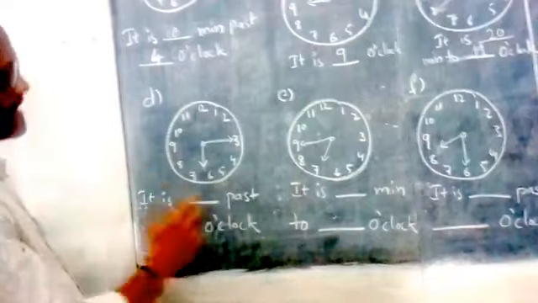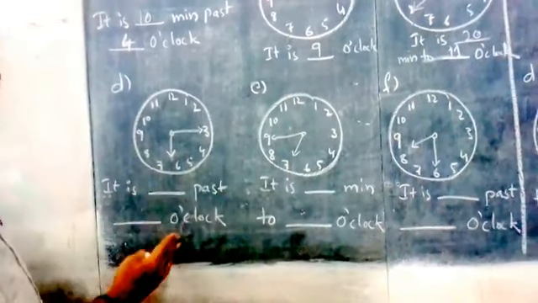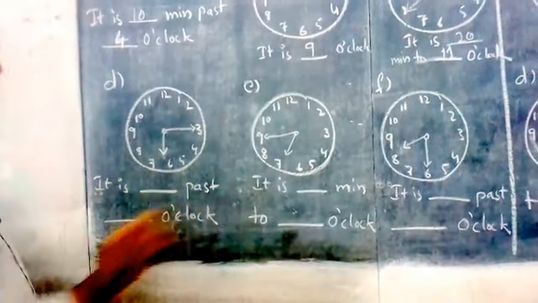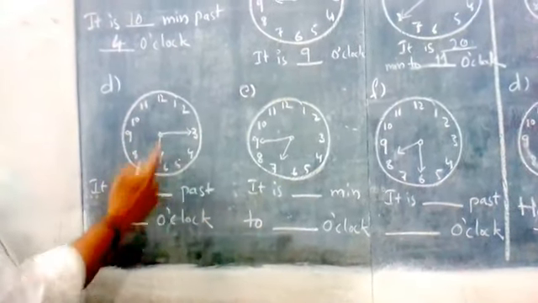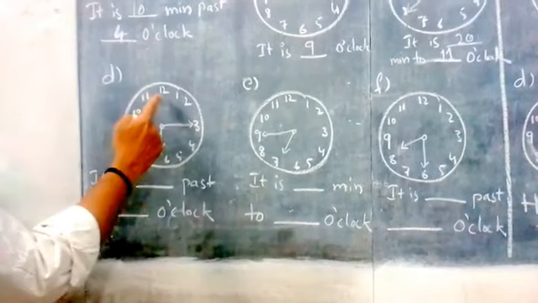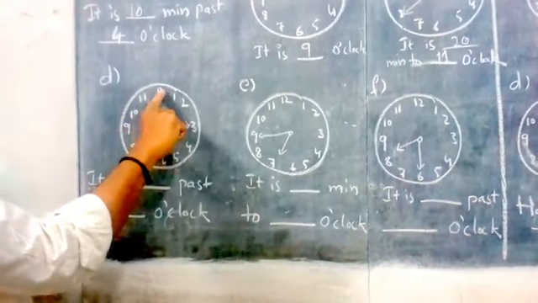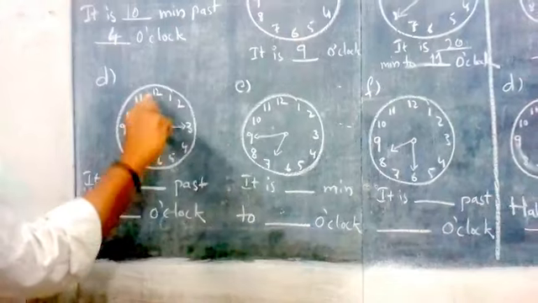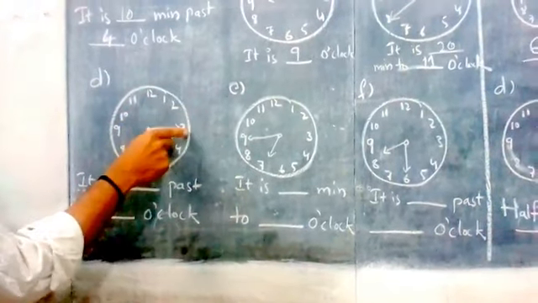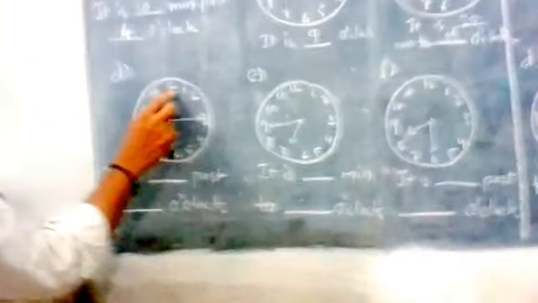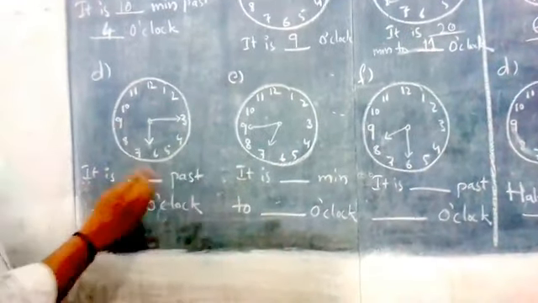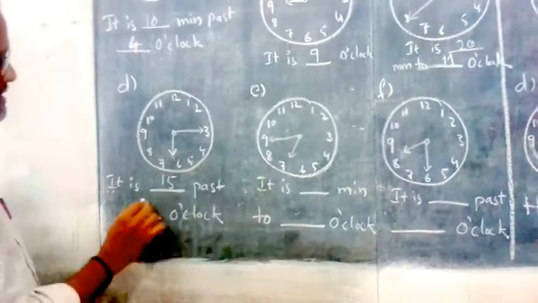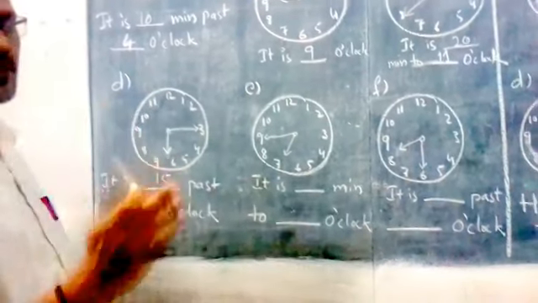Next one. The hands are already given and we have to find out the time. It is dash past dash o'clock, so the time has already passed. The short hand is on 6, and it should be on 12 for exactly 6 o'clock. But we can see that the long hand has passed till 3. How many minutes have passed? 5 minutes, 10 minutes and 15 minutes. So it is 6:15, 15 minutes past 6 o'clock.